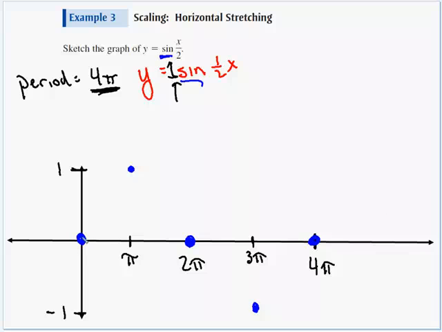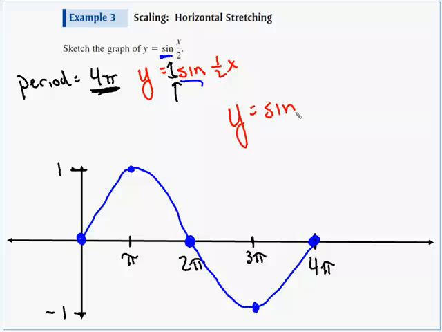Sine starts at the origin. It's positive sine x, so we're going to go up. We're going to hit a hill at 1 pi. And we're going to come back down, and we're going to cross the x-axis at 2 pi. And then we're going to continue down into a valley, and then back up, and we're going to end at 4 pi. If I wanted to compare this to the original, y equals sine x.